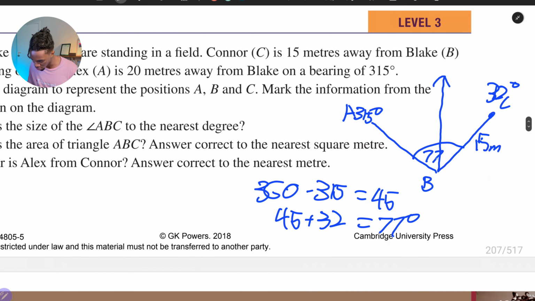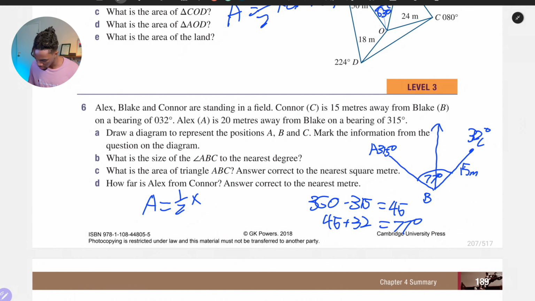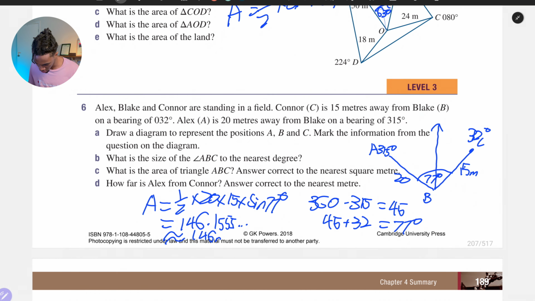What is the area of this? If we know this is 77 degrees, we can just plug it into the formula. So equals half times 20 times 15 times sine 77. That equals 146.1555, to the nearest square meter, so approximately 146 meters squared.